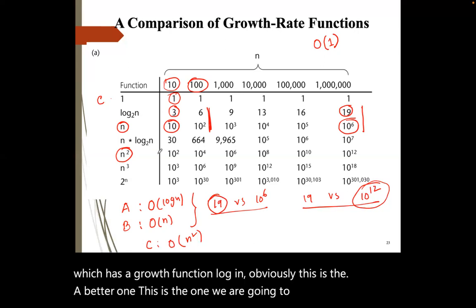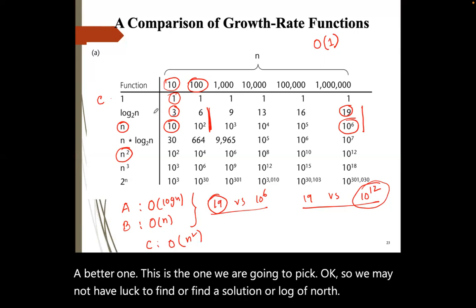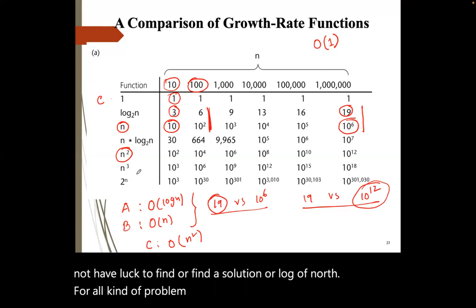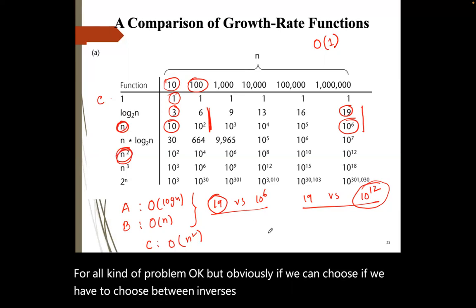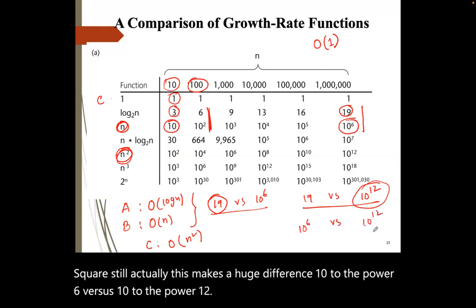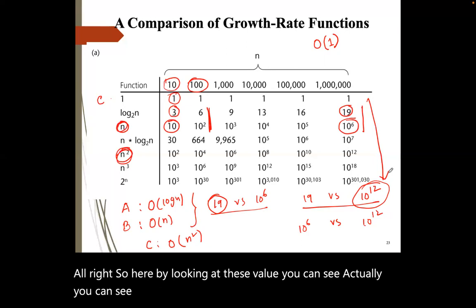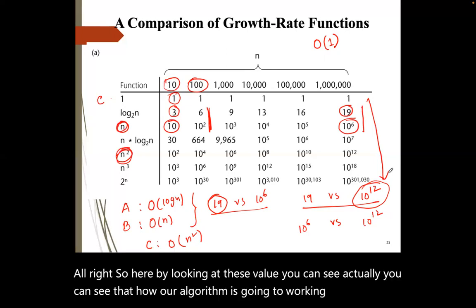We may not have the luck to find a log n solution for all kinds of problems. But if we have to choose between n versus n square, this still makes a huge difference: 10 to the power 6 versus 10 to the power 12. By looking at these values, you can see how our algorithm is going to work when our input size is growing.